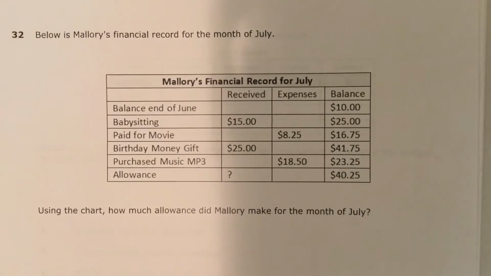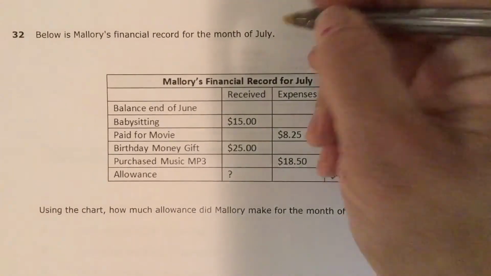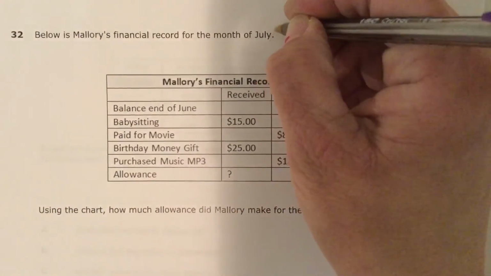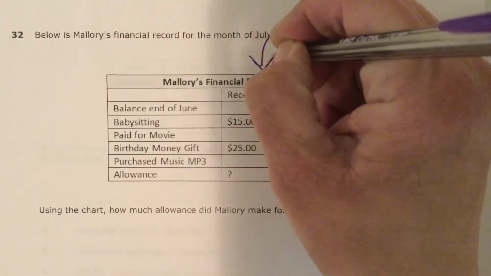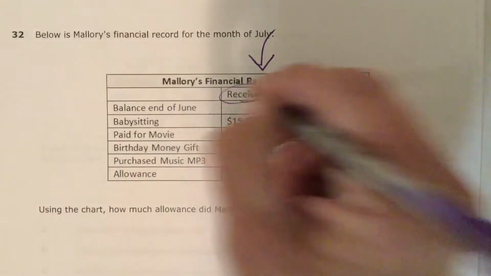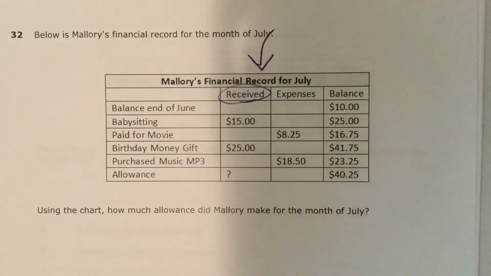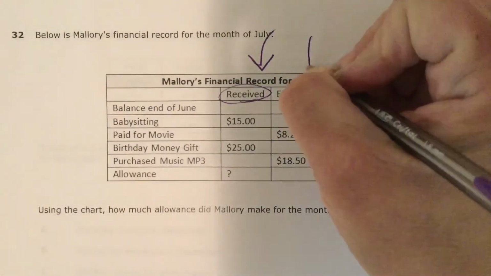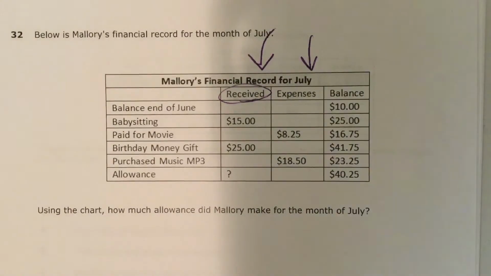It says, below is Mallory's financial record for the month of July. Using the chart, how much allowance did Mallory make for the month of July? All right, so we're looking for allowance. So we've looked at money that she's received, okay? That is her income. Then you have here the expenses. That is the bills that she's paying.